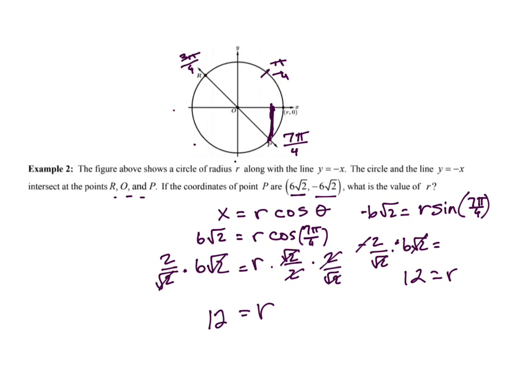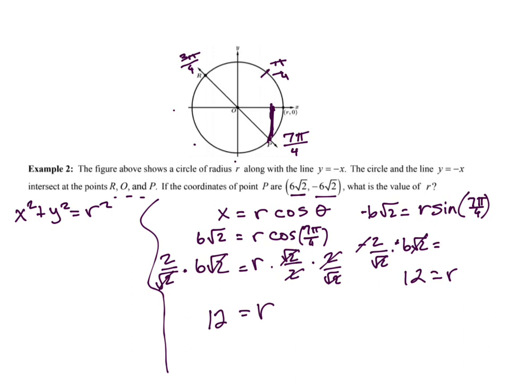Now, this is the way that they did it on the solution, and I would have never thought of this. They said Pythagorean theorem. You thought that, really? They did it like this: x squared plus y squared equals r squared.